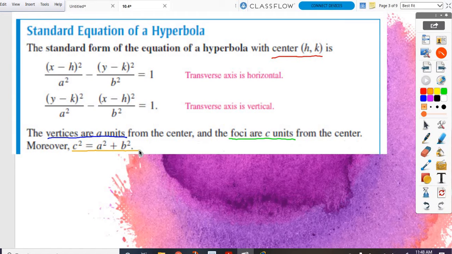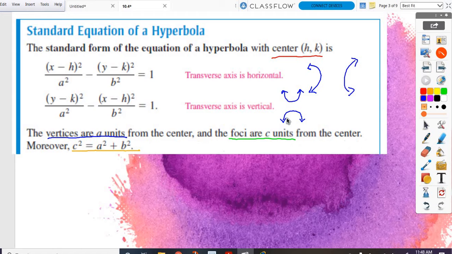Okay. Then also, like I said, notice the big difference in our standard form equation is that we have a subtraction sign here. When we're talking about a horizontal hyperbola, we're talking about something that opens to the left and to the right. When we're talking about a vertical hyperbola, we're talking about something that opens up and down.